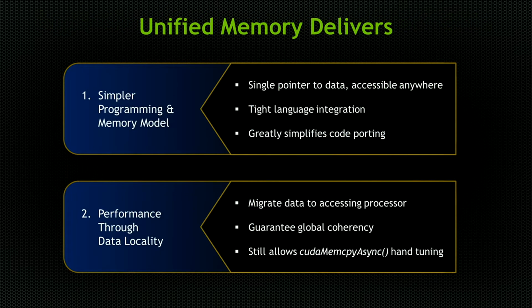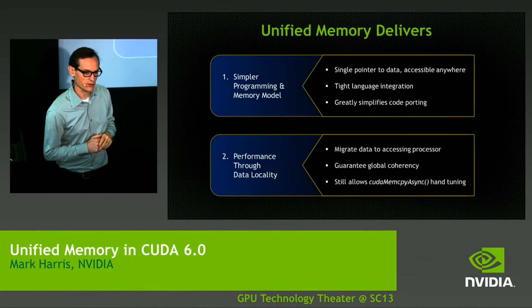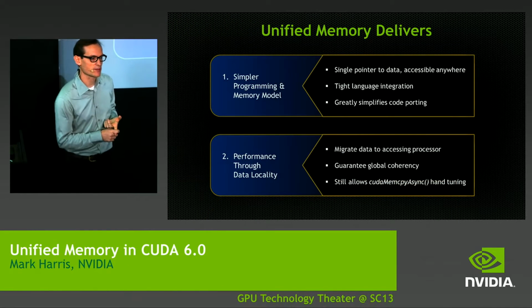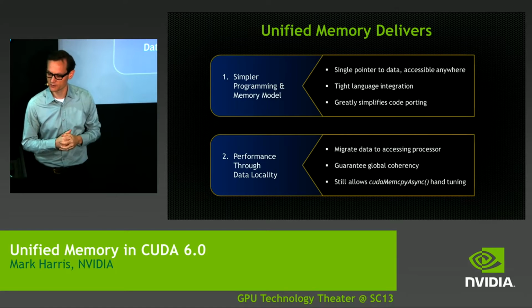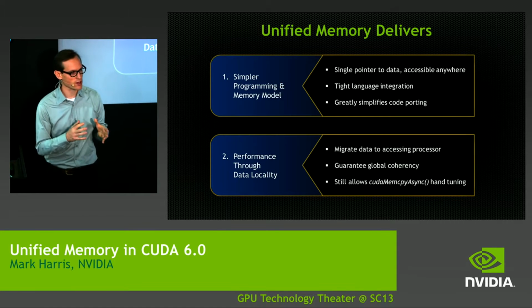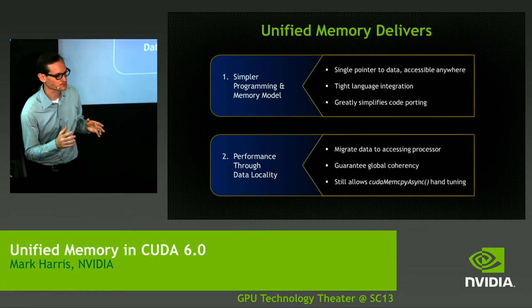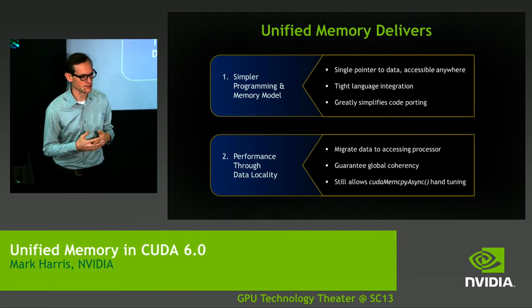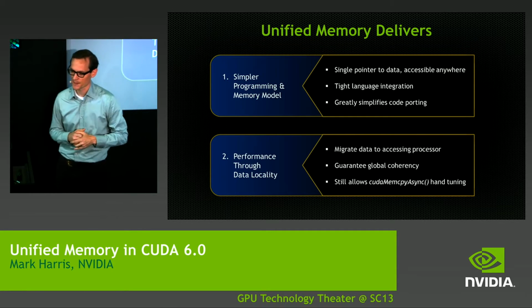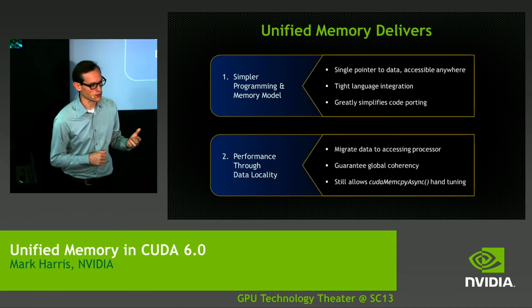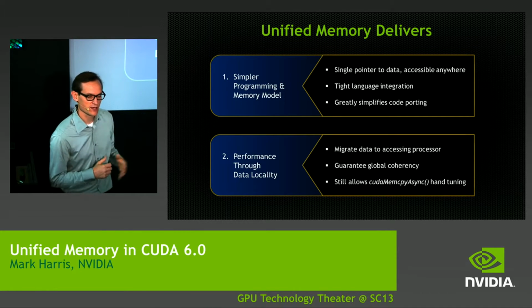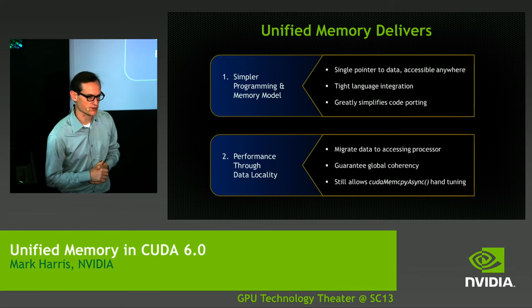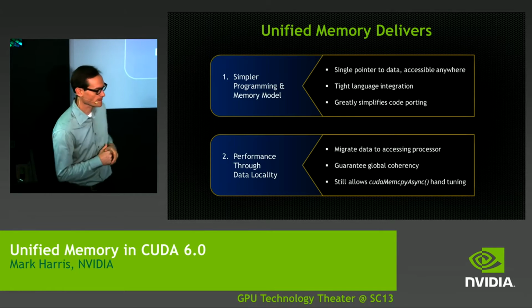Unified memory delivers in two areas for programmers. The first is simplifying the programming and memory models, as I've described. You now have a single pointer to your data that's accessible anywhere. So this more tightly integrates the languages. You use the same language and the same data to program the CPU and the GPU. And that greatly simplifies code porting, and I'll show you some examples of how, by allowing you to share complex data structures between CPU and GPU code.